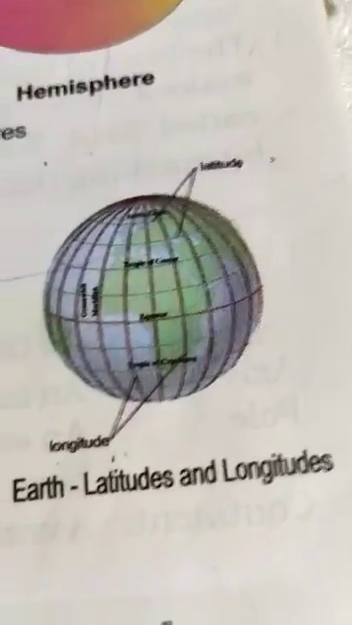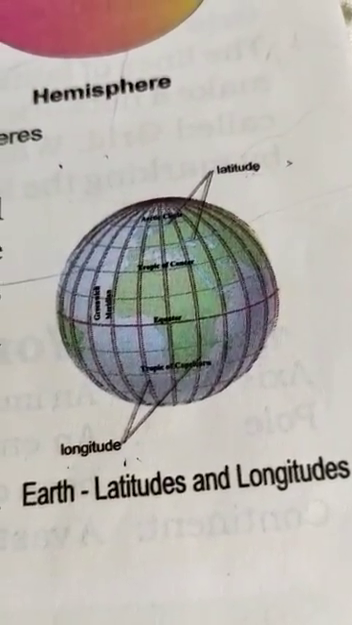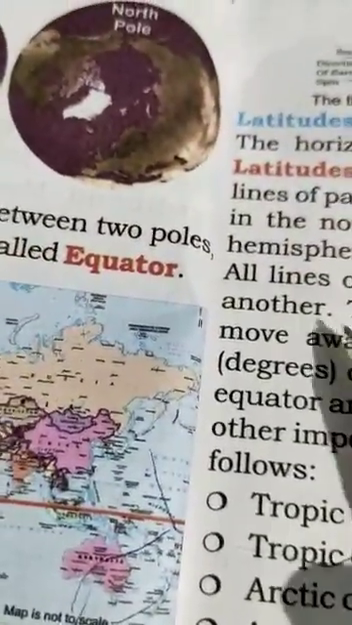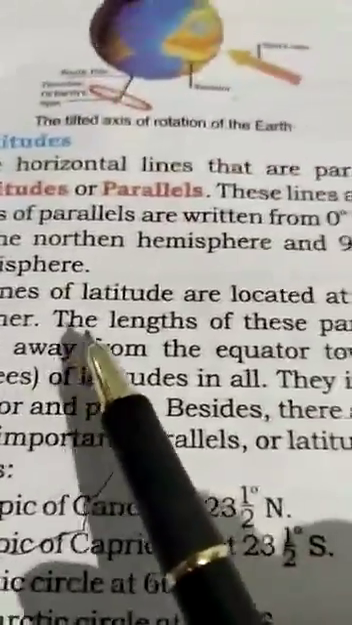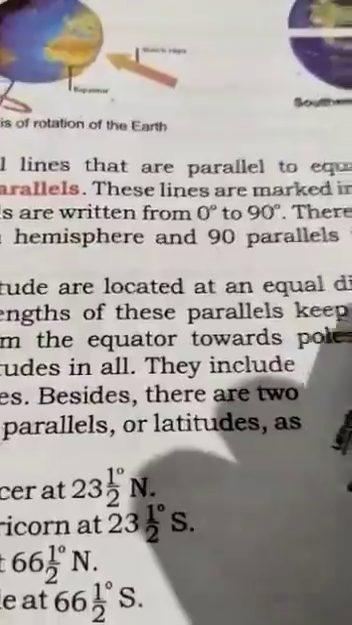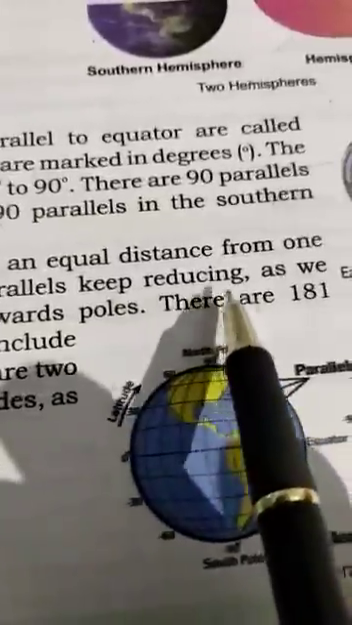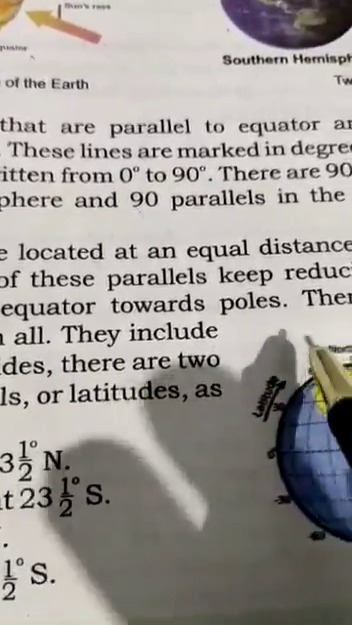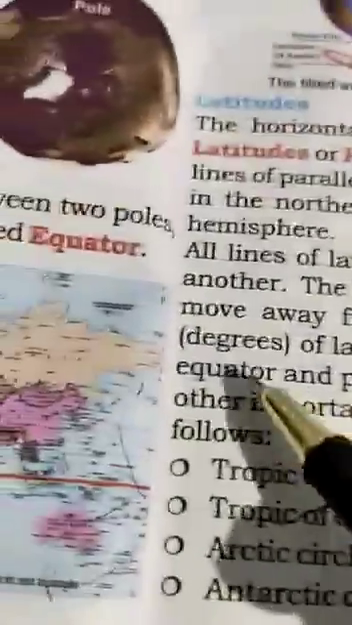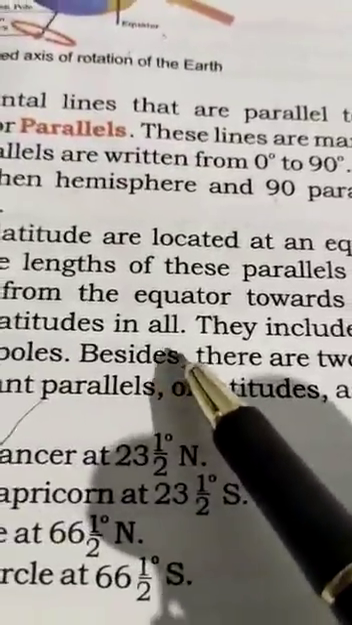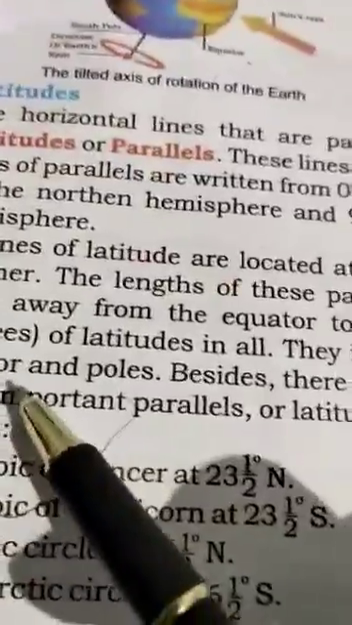See, this is the picture of latitudes and longitudes. Okay children, next. All lines of latitudes are located at an equal distance from one another. The lengths of these parallels keep reducing as we move away from the equator towards poles. There are 181 latitudes in all. They include equator and poles.